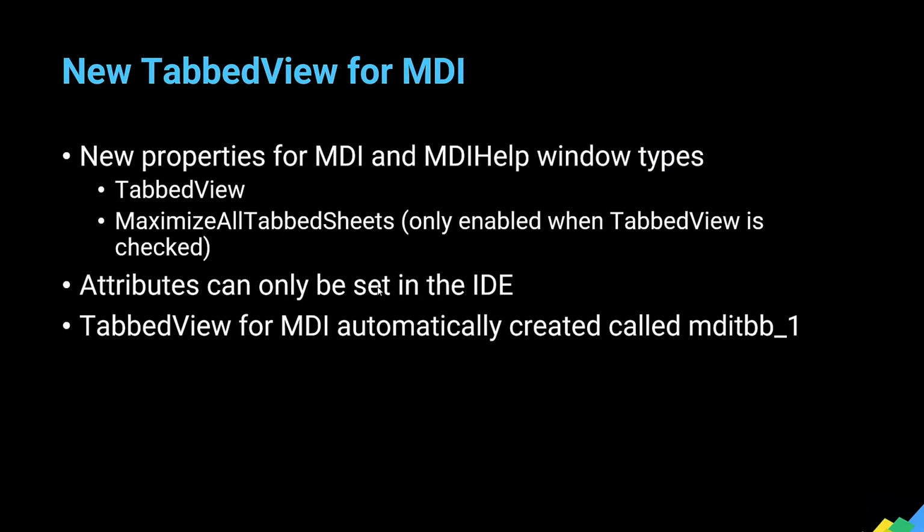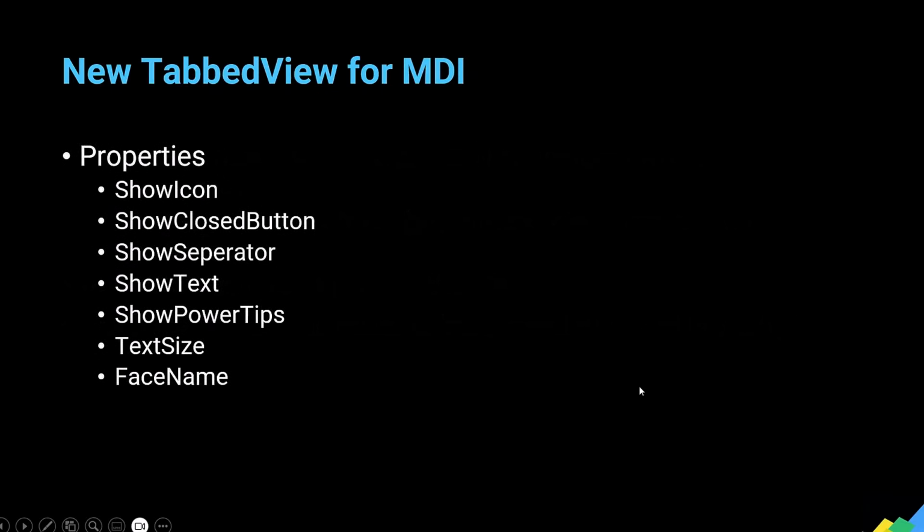And the same thing happens here with tab view for MDI. The tab bar for each of the tabs, where each of the tabs appear, is automatically created as well. And that is called MDI TBB_1, and that can also be scripted. So there's some new properties on that MDI TBB_1. There's a show icon, show close button, show separator, show text, show power tips, text size, and face name that you can all set in PowerScript.